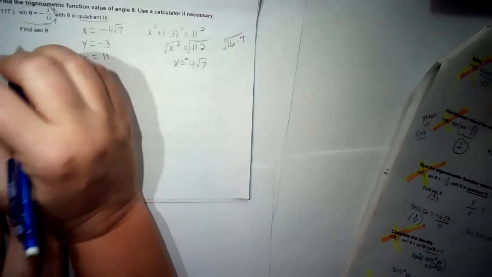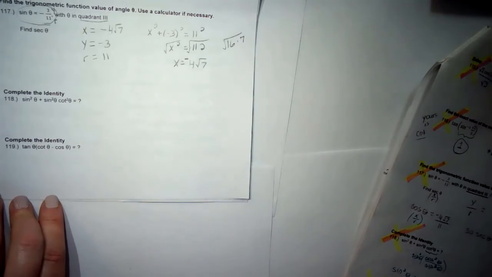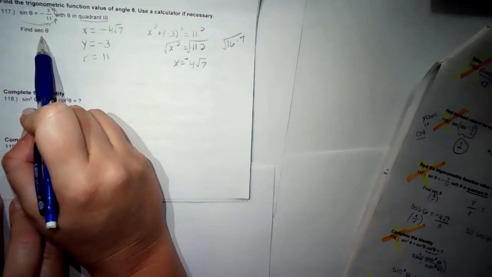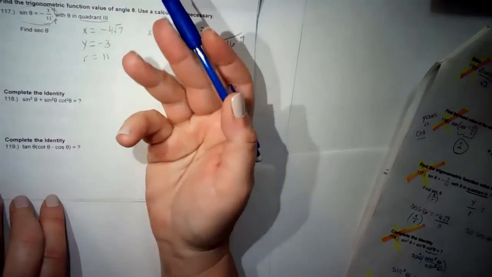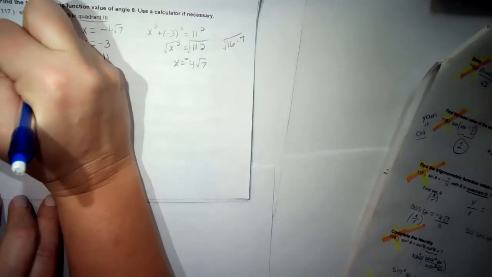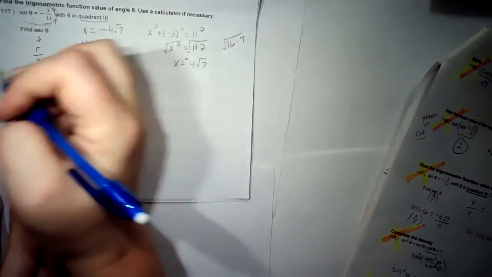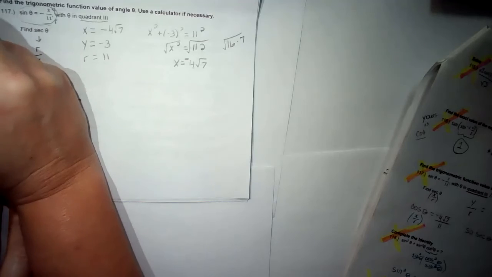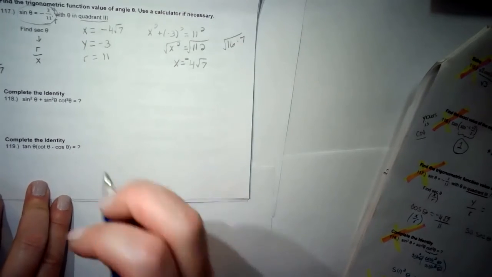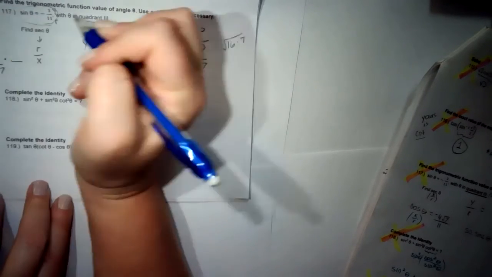Okay, so you can either remember that secant is going to be r over x, or you can remember secant is just the inverse of cosine. So if you find cosine, you just flip it, right? Okay, so secant is going to be r over x. So it's going to be 11 over negative 4 root of 7. We can't leave it like that. Going to have to rationalize. What am I going to multiply top and bottom by?